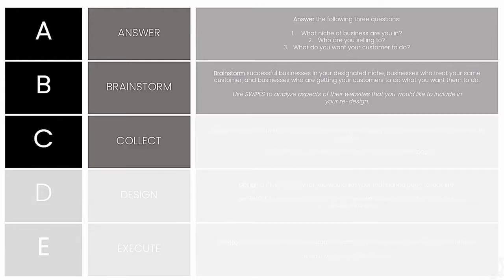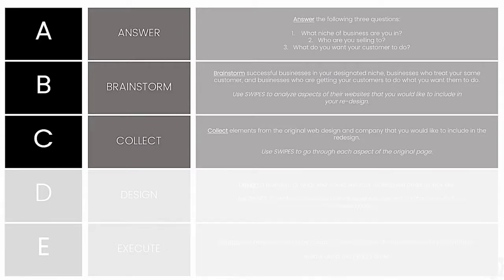Now the C portion is called collect, and this is where I'm actually going to analyze what's happening within my own business. I'm going to collect elements from the original web design or email design of my own company. And again, I'm going to use SWIPES to go through each aspect. So for example, if you're wondering, wait, what does that mean? Let's say I'm going through my own email right now and I want to analyze it using SWIPES.